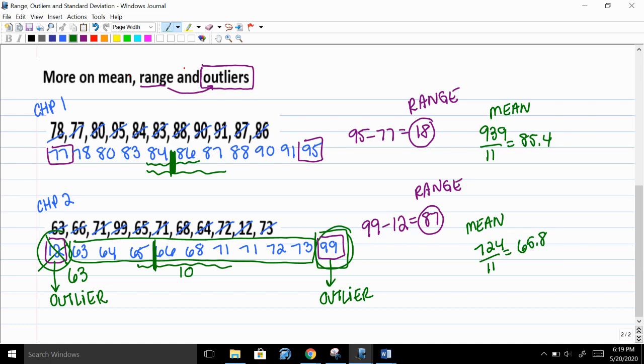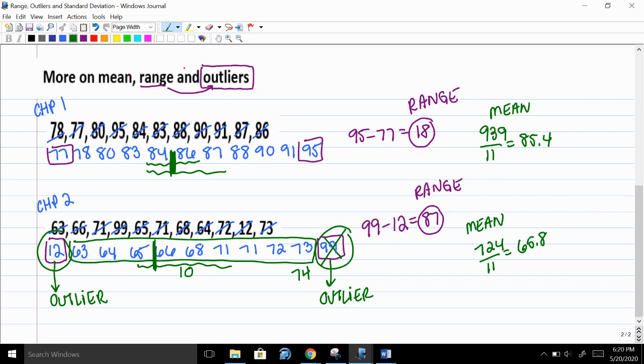Now, if I did the reverse, and instead of taking away the 12, I took away the 99, and let's say that person got a 74. Now that 12 outlier is doing the exact opposite. It's going to drag the mean down, and it's going to make it seem like the class actually did worse. That one person who had the really bad day and got the 12 is going to drag that mean down a little bit.